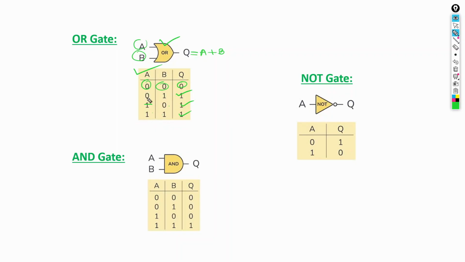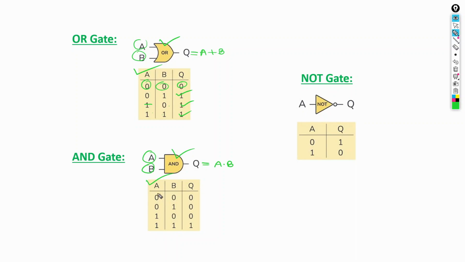AND gate is used for the AND operation. If A and B are two inputs in the AND gate, their output will be A dot B or A and B, and the symbol of the AND gate is like this, and their truth table is this.